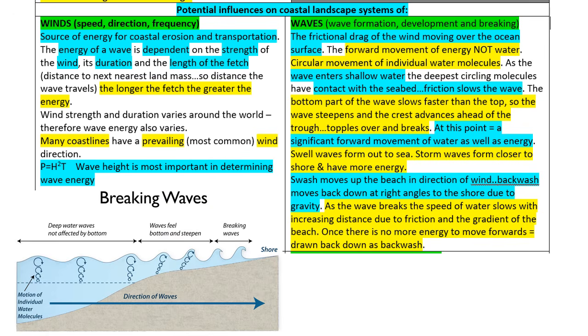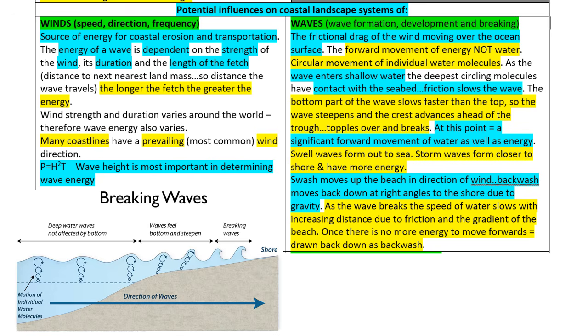Okay, so we've got to talk about the different influences on the coastal landscape system of different physical processes. So we'll start with the wind. We know that the wind is the source of energy for erosion and transportation. We've just talked about that. The energy of a wave is dependent on the strength of the wind and the duration of the wind, and also the length of the fetch, the distance to the next nearest landmass. So the longer the fetch, the greater the energy that wave will have.